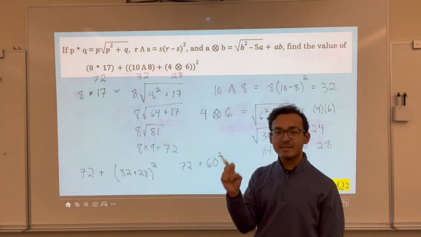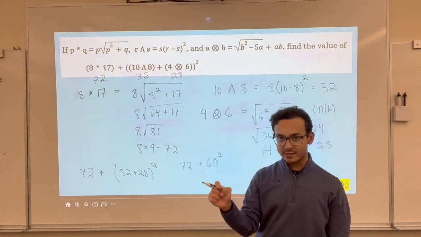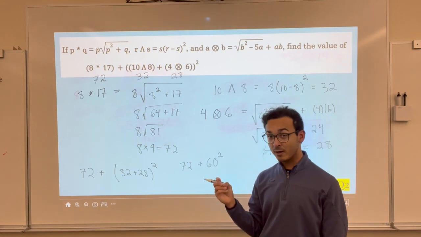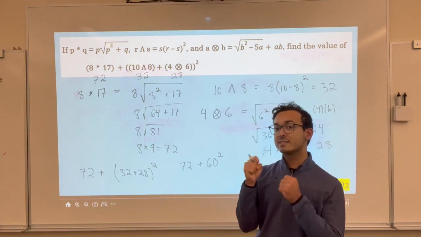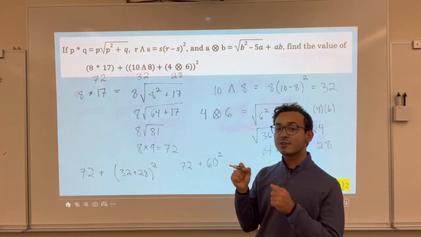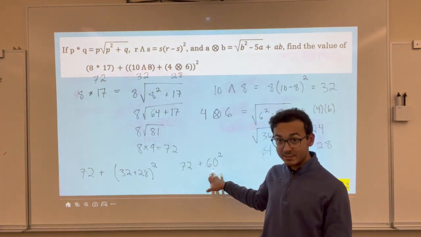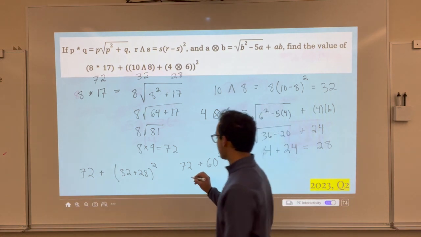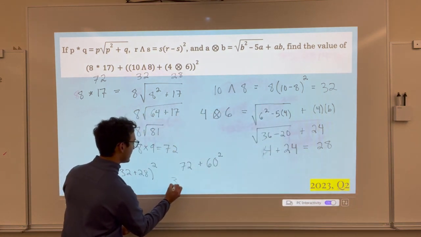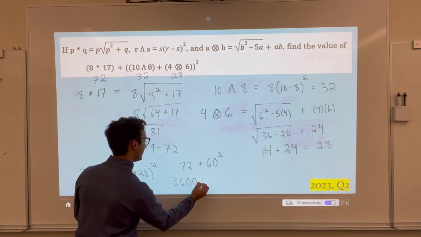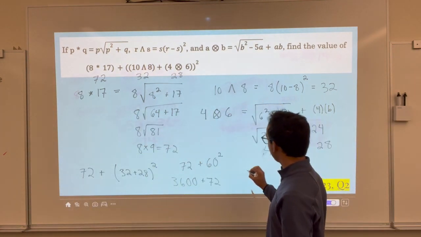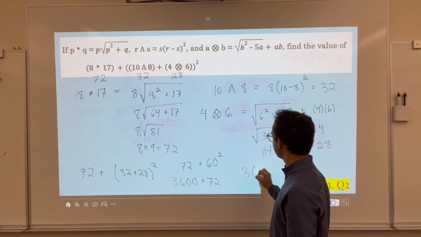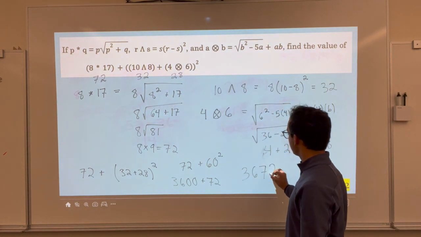Well, I know that 6 squared is 36, and I know that 10 squared is 100. So when we combine those together, 36 times 100 will get us 3600. So 60 squared is 3600, so it ends up being 3600 plus 72. So our final answer to this problem is 3,672.